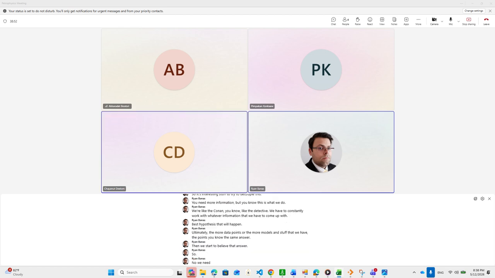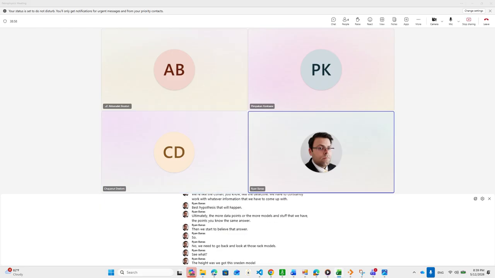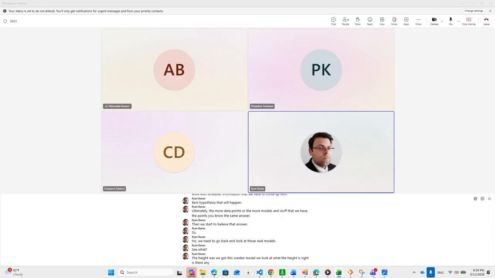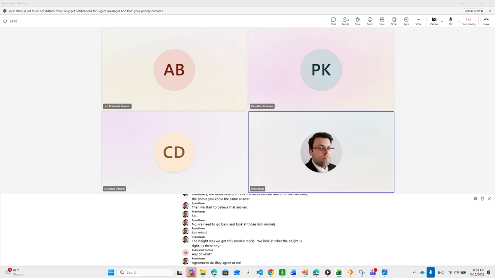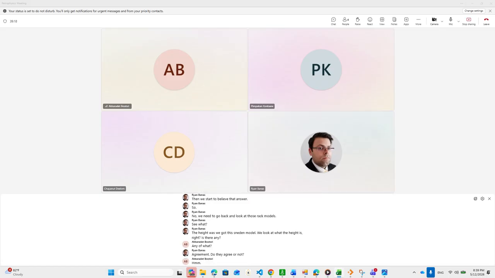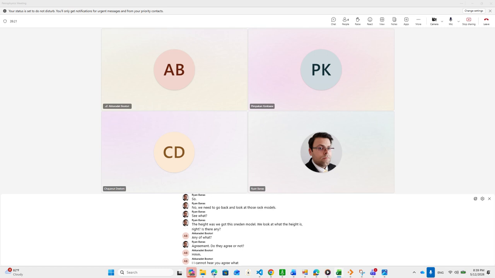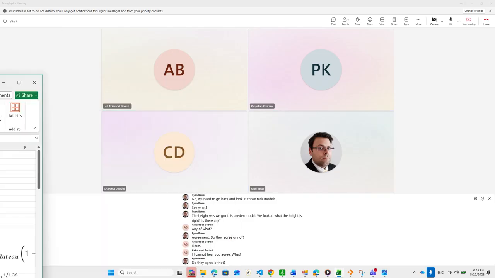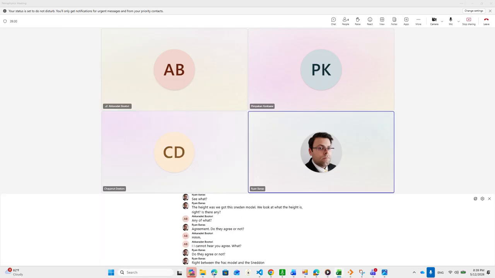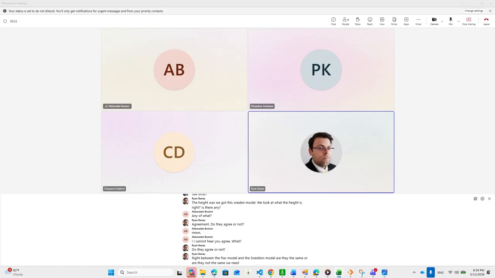So we need to go back and look at those frac models and see what the height was. We've got this Sneddon model. We look at what the height is. Is there any agreement? Do they agree or not? Between the frac model and the Sneddon model, are they the same or are they not the same? We need to know that.